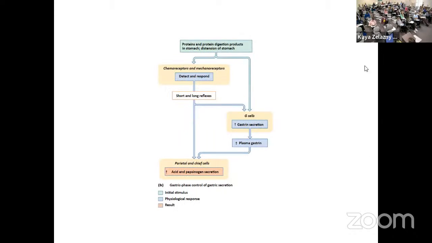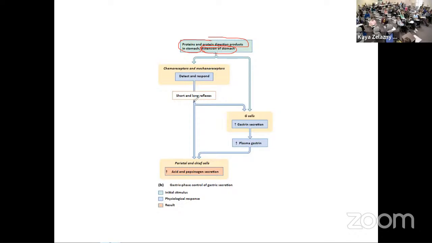So here we see how that works. We have our proteins and pieces of broken up proteins in the stomach. And we have that physical sensation of the stomach expanding, that stomach distension, as our initial stimuli here on this gastric phase control. So you have chemoreceptors detecting those proteins, mechanoreceptors sensing that distension of the stomach.